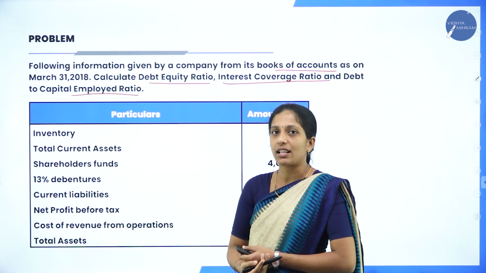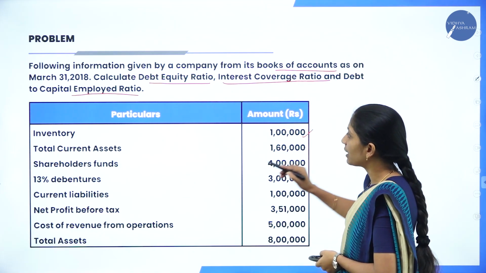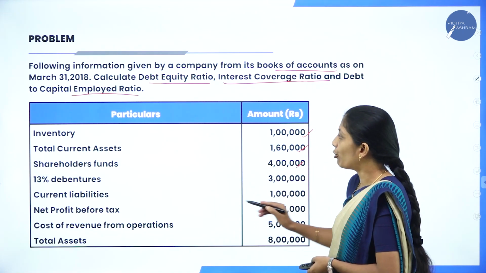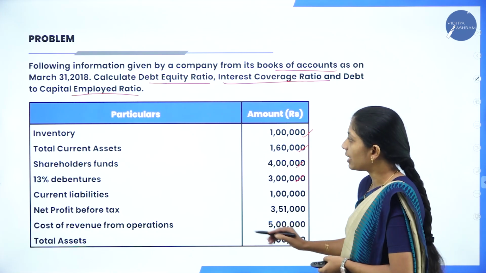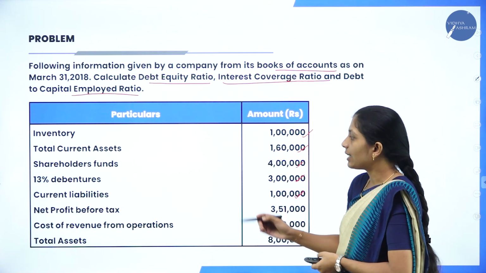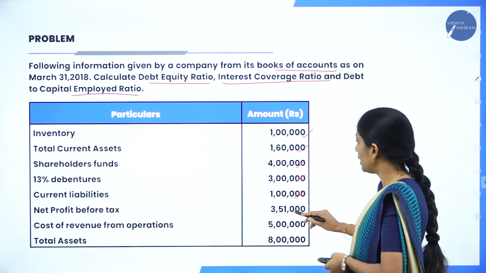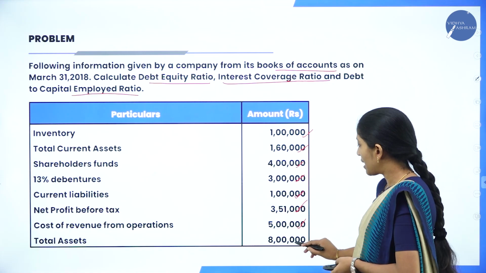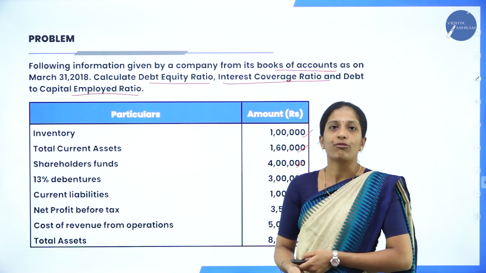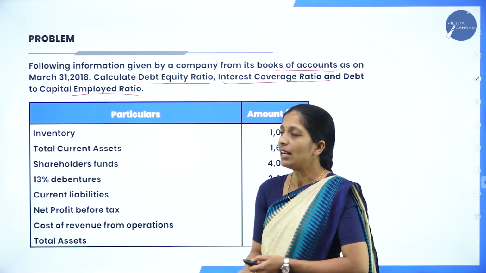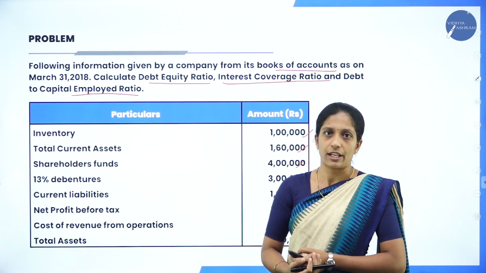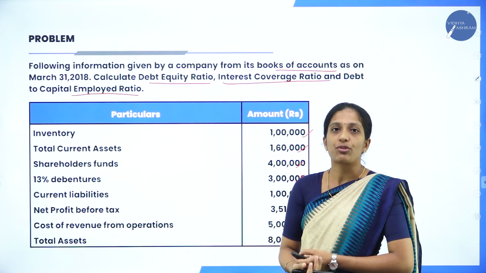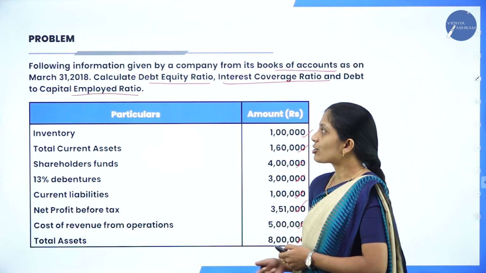Now they have given us certain informations like inventory 1 lakh, then total current assets 1,60,000, shareholders fund 4 lakh, 13% debentures 3 lakh, current liabilities 1 lakh, net profit before tax they have given 3,51,000, cost of revenue from operations 5 lakh, total assets 8 lakh. So this is the information which is given by a company. So we have to calculate these three ratios, that is debt equity ratio, interest coverage ratio as well as debt to capital employed ratio. So let us solve this problem.